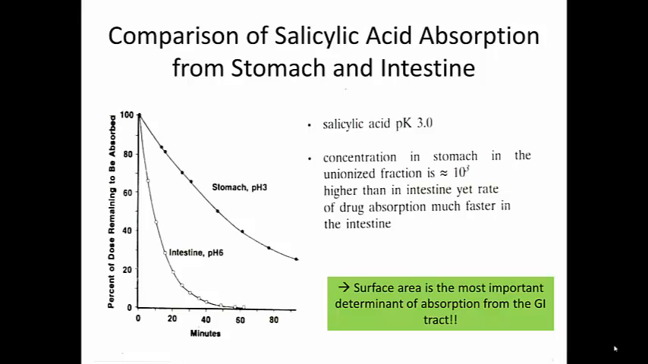Although pH will influence absorption from different regions of the GI tract, surface area is still the most important factor. In this example, the large surface area of the intestine allows the salicylic acid to be absorbed more quickly than in the stomach, despite the fact that it is less favorable in that location due to its physicochemical properties.